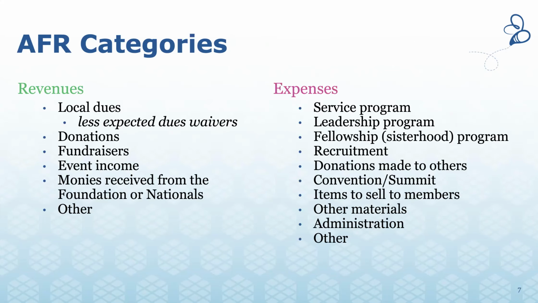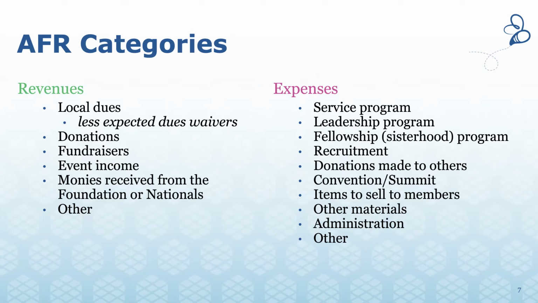Let's talk a little bit about the categories. There's two main categories, revenues and expenses, as you see on the screen. For revenues, we track local dues income. On the national level, we track national dues income. And then we track donations. Same for the national organization, we track that as well. So everything you see here, pretty much we're tracking it on our end.